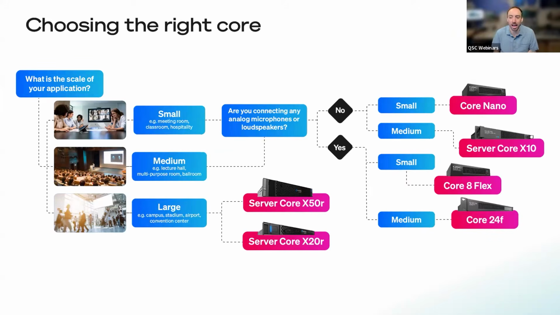Whenever I'm looking at the distinction between what is a medium room and what is a larger room, I tend to look at network IO and I look at AEC channels as well as Dante channels. Those are always things that will be the deciding factor for jumping from, say, a Core 8 Flex to a Core 24. Those AEC channels really become important there.